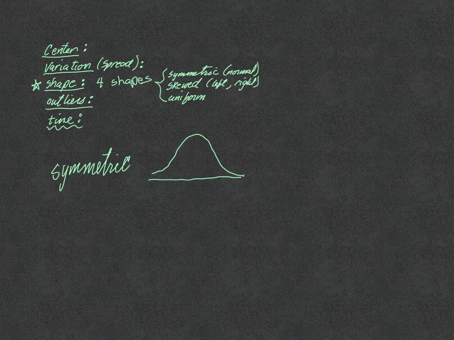Now, if you think about our president histogram we just made, it was fairly symmetric. Now, it wasn't perfect, but it was pretty close. Looked something like that. And it just gave us a sense of it being really even.